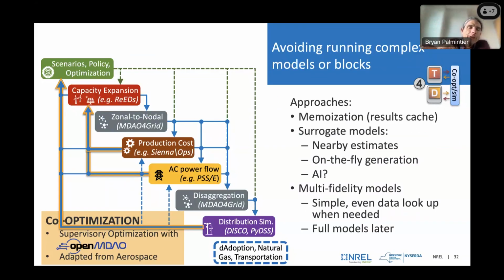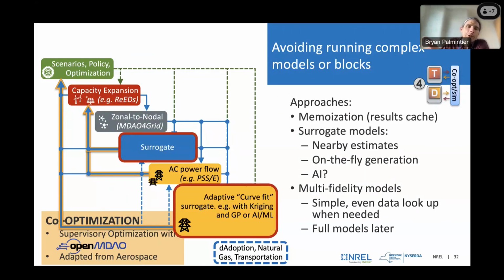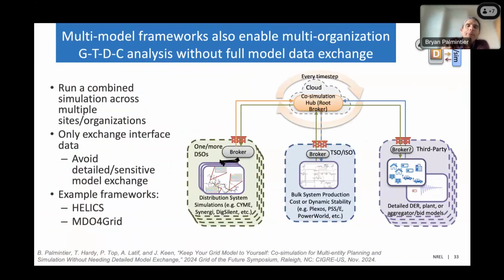You can also do things like, oh wait, that model takes forever to run. Maybe I could use a surrogate model based on data or do some curve fitting on the fly. Anyway, lots of different pieces.